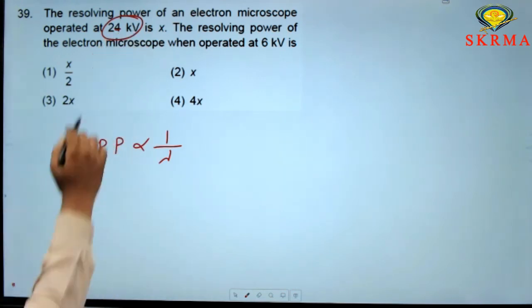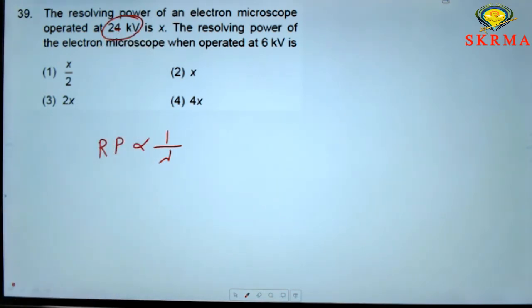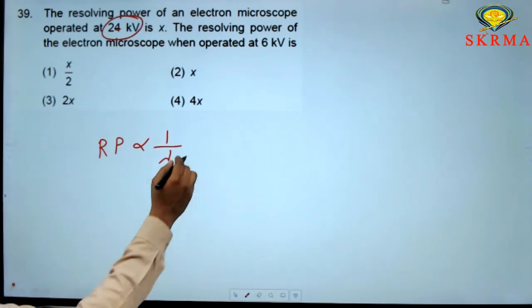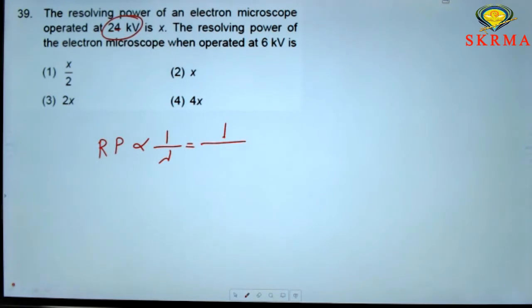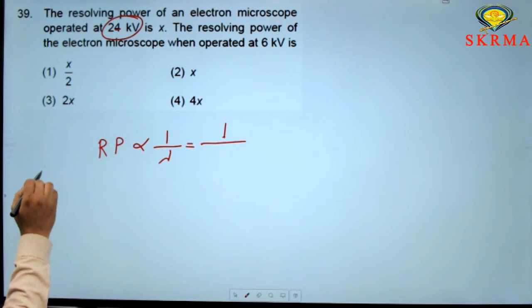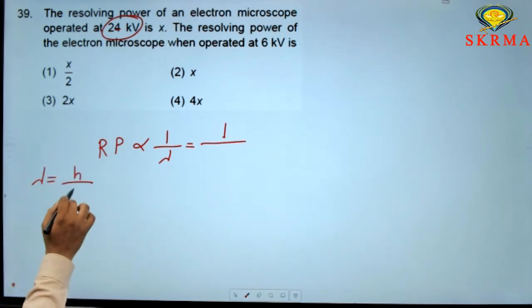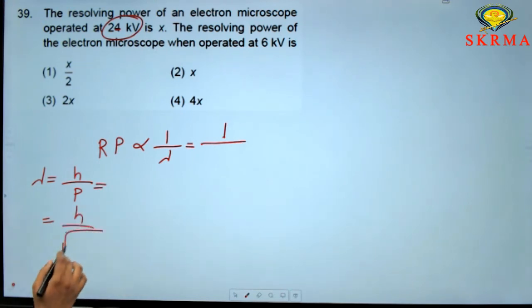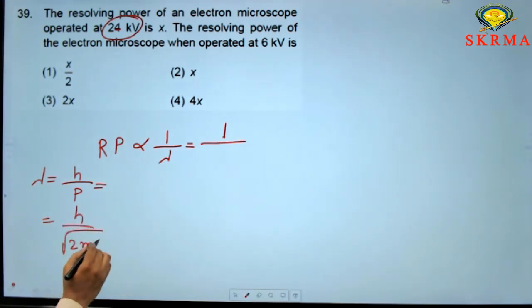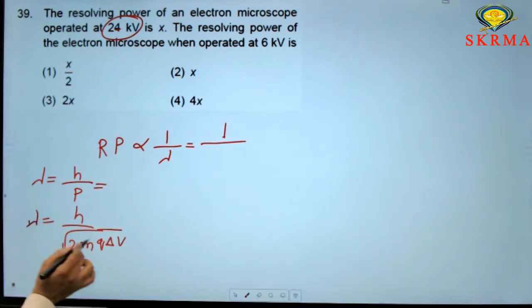This is kilovolts, na? Kilovolt or voltage. Wavelength and voltage: 1 by lambda. Lambda equal to the de Broglie wavelength formula, H by P. Momentum equal to H by square root of 2m into Q into delta V. That means lambda is inversely proportional to square root of potential difference.